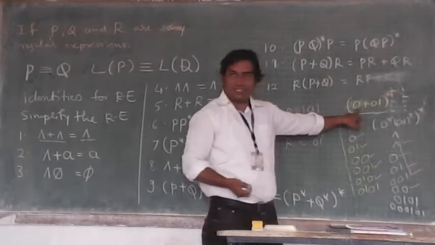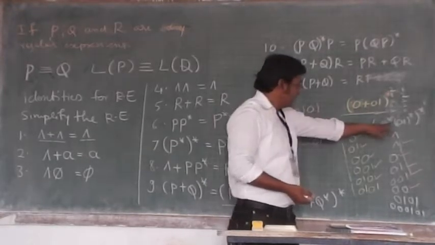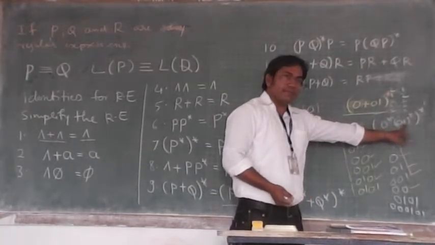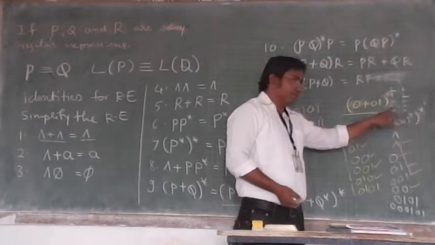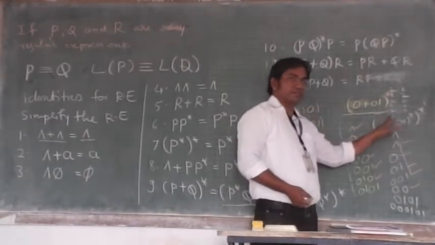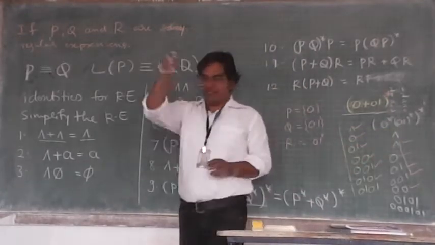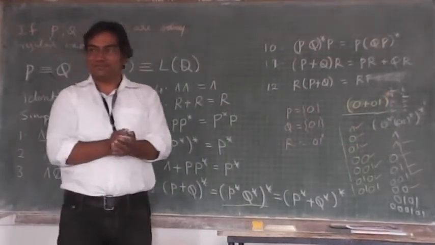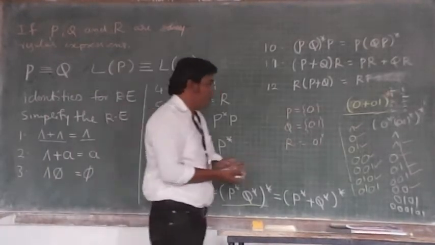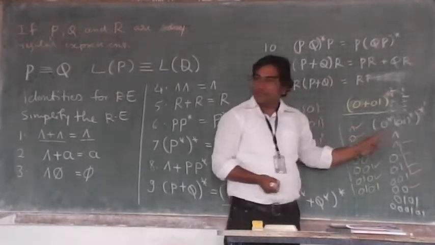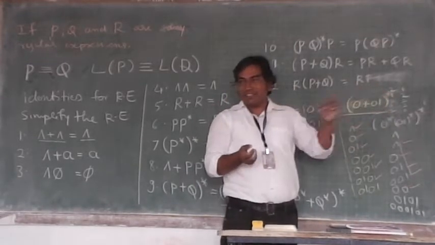How did you generate 0 1 0 from here? 0 1 and then 0. Yes, here 0 1, this is for one time. Okay. This is for one time, and this is for... How will we get 0 1 0? Please tell me here. Sit down please. How do we get 0 1 0? How will you generate 0 1 0 from this regular expression?